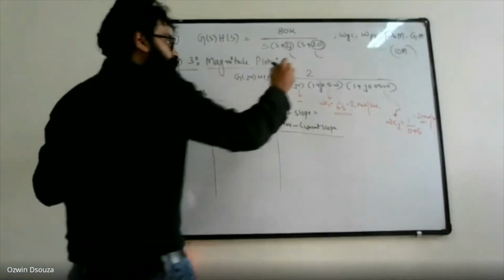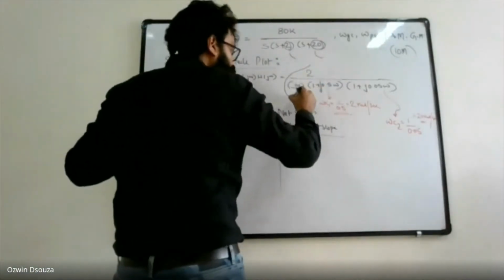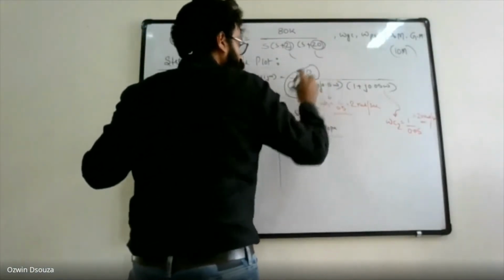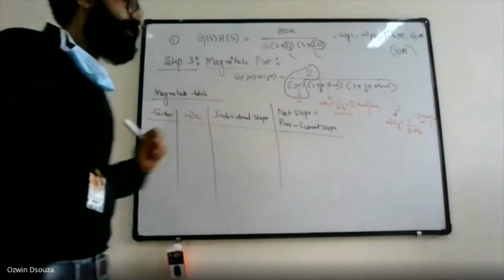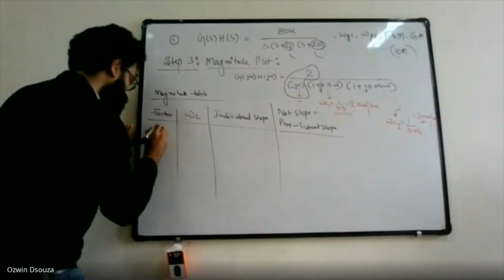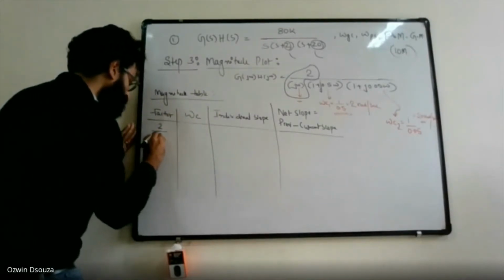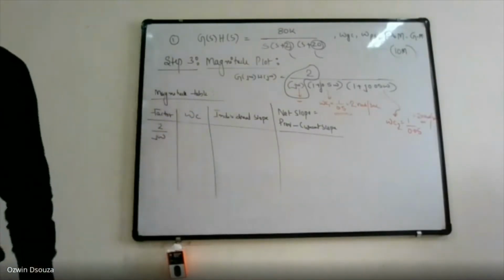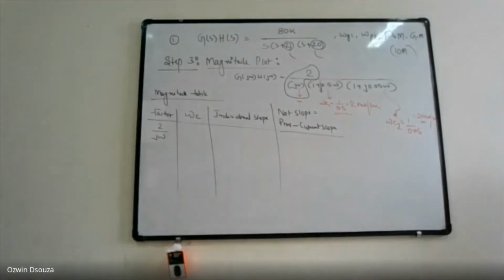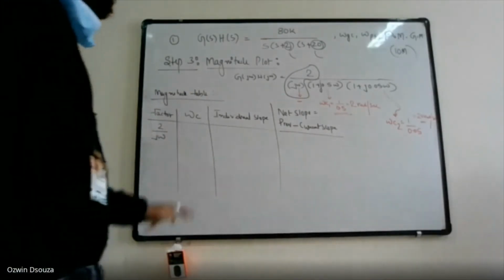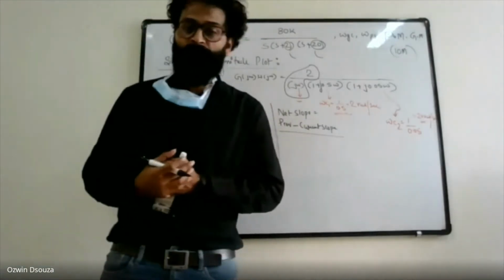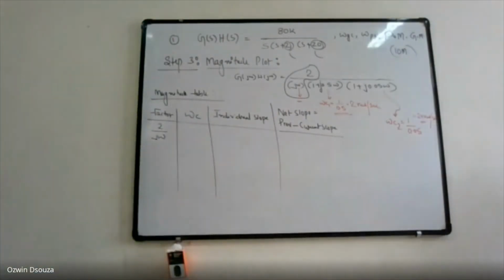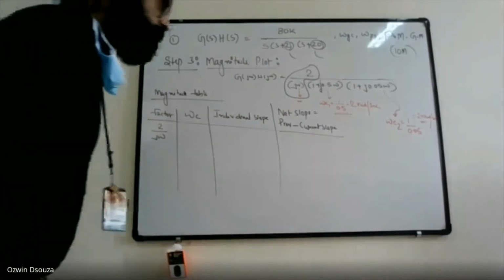So what I will do, I will club this 2 with the pole at origin. And this will be my first factor. So under factor, I will write 2 by j omega. Okay. And what is the corner frequency? Actually, corner frequency is 0, right? Because at origin, omega value is 0.